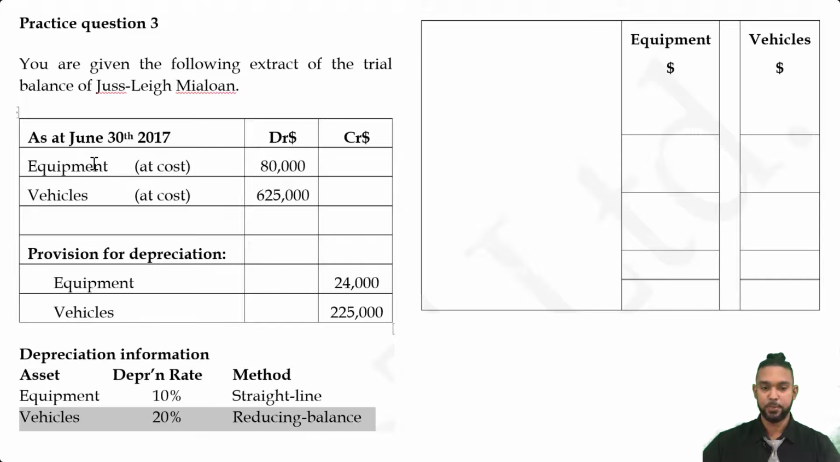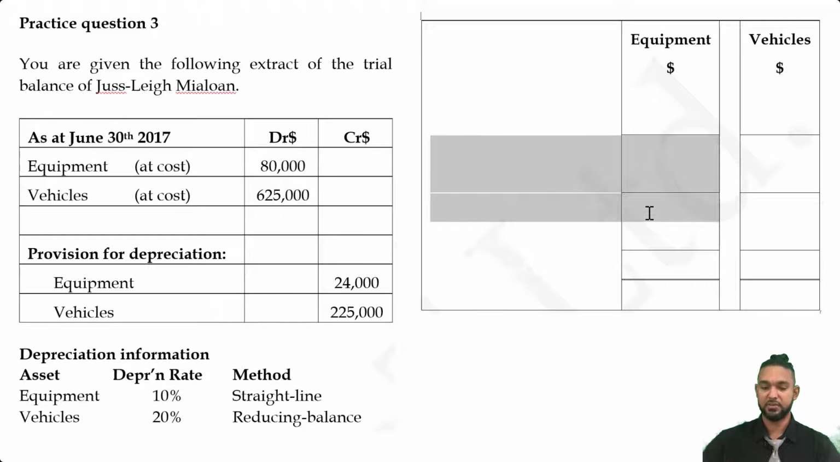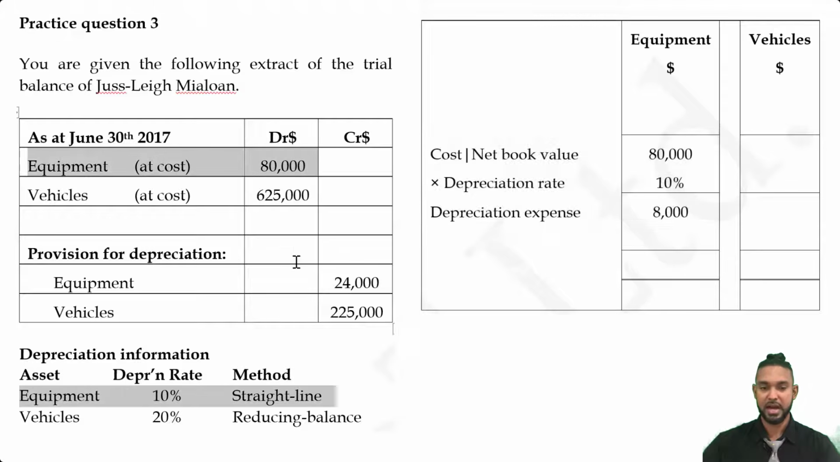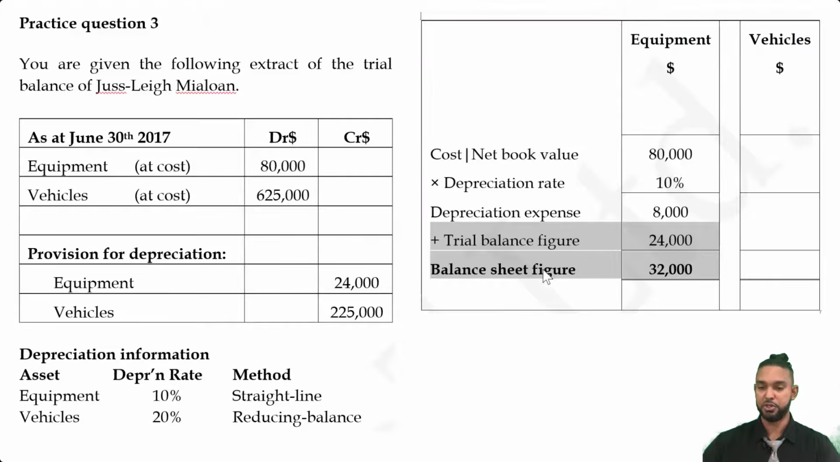Okay, so let's deal with the equipment first. Equipment is depreciated straight line method. So we're just going to take the 80 and multiply by the 10%. That's going to give us 8,000, which we will have to add to the existing depreciation of 24,000, and that will give us a new depreciation of 32,000, balance sheet figure.